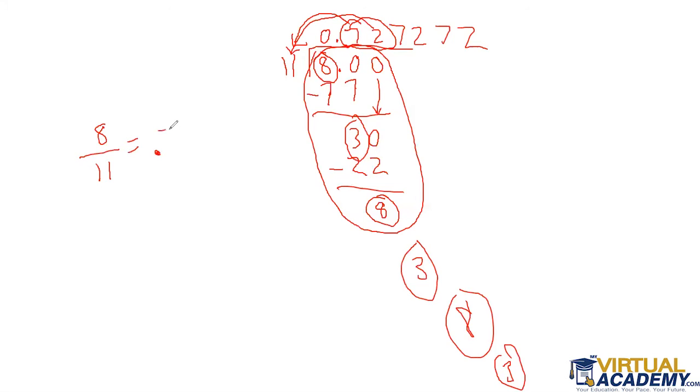8 over 11 equals 0.72. And we put a bar over both the 7 and the 2, because the 7 and the 2 repeat. So 7, 2, 7, 2, 7, 2, right? So 8 over 11 equals 0.72 repeating.